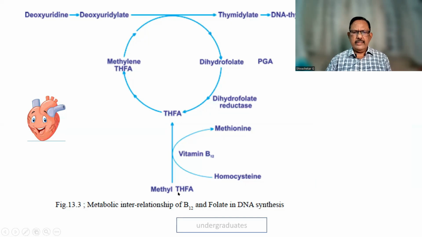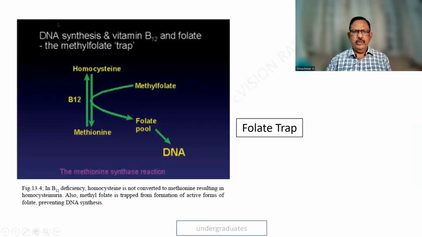Also, there is a methyl tetrahydrofolic acid which is converted to tetrahydrofolic acid. For this, you require the conversion of homocysteine to methionine. So if this is going to be defective, B12, then the process of folic acid metabolism will not happen. So this is called the folate trap. This you people shall and will mention. So this is the folate trap that has been shown.